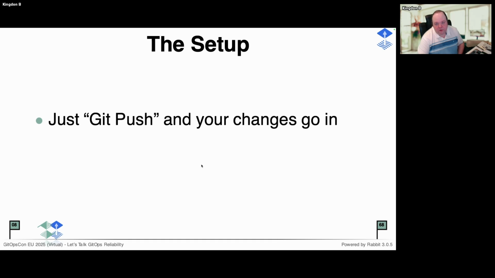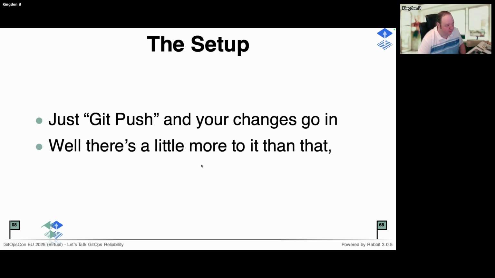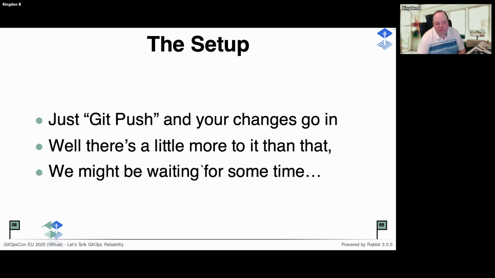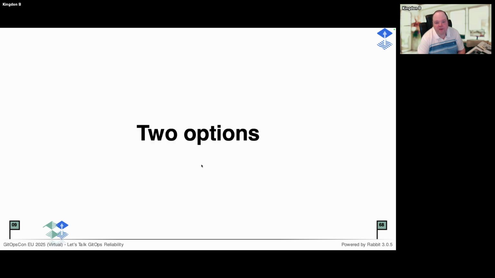Okay, so the setup from the beginning, if you're new to GitOps, I expect most people who are here are not, but perhaps we have some newbies. The experience should be like, in my opinion, you just push to Git and your changes go in, all right? But obviously there's a little bit more to it than that under the hood. And sometimes you're waiting. And that's actually what this talk is about primarily.